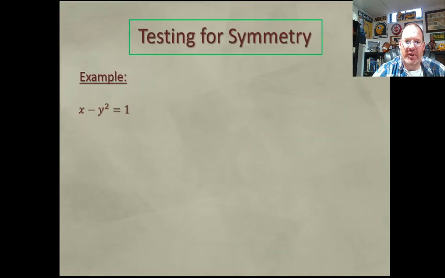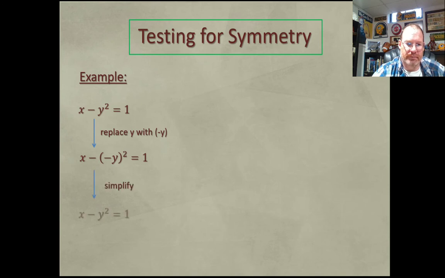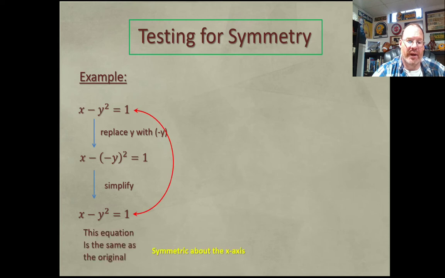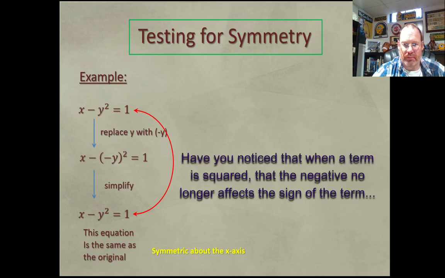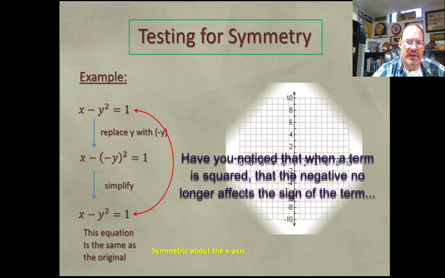All right, so I have an example here, x minus y squared equals 1. I'm only going to do one example here. Like I said, to be symmetric about the x-axis means that it's not actually a function, and we're going to be dealing with functions more than we're going to be dealing with non-functions. Replace the y with a negative y. Simplify what you have. And in this particular case, what it ends up as is exactly what it started out as. So it is symmetric about the x-axis. And in fact, the graph looks like this.